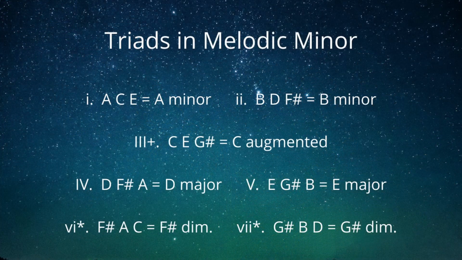And here we are, the triads in melodic minor. Now all of the triads that had G's in them that got changed to G sharps for harmonic minor, those are all going to be the same. So we still have our 3 chord as a C augmented, we still have our 5 chord as an E major, and we still have our 7 chord as a G sharp diminished.